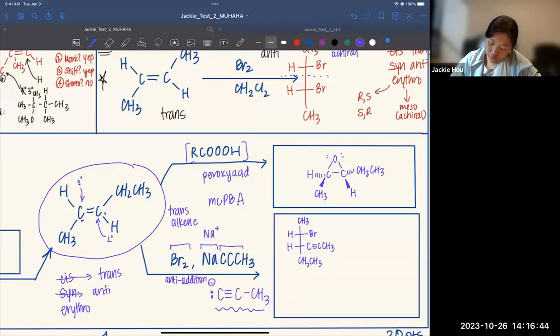And so the other way that this could add, again, these two are constitutional isomers, right? Is that the Br could add to this one over here, and then the triple bonded alkyne could add over here. And so you would need to show that these are two different constitutional isomers. Of course, each one of these also has its own enantiomer, right? Because this is erythro and it's not meso, so it has another enantiomer, but you don't need to show it. That would just be the mirror image of both of these.